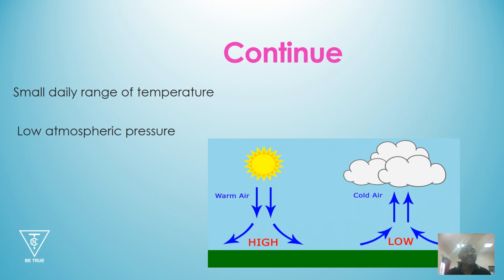Then it also has a low atmospheric pressure. This is because hot temperature heats up the air, and it forces it to move up. So you can see that there is what we call a warm band of rising air, which is known as the doldrum. So it leaves less pressure at the ground.